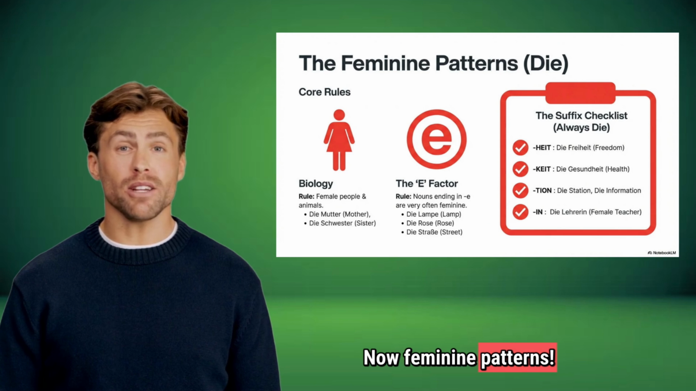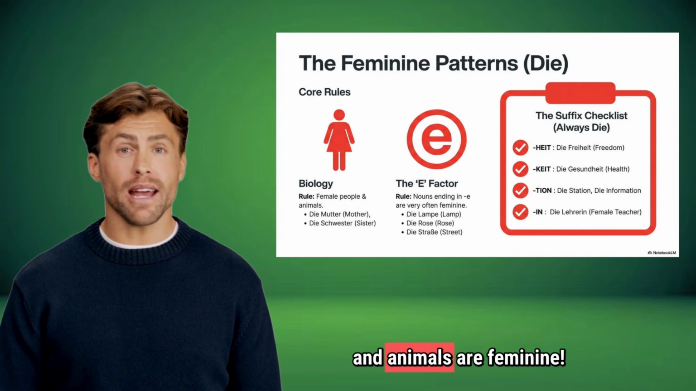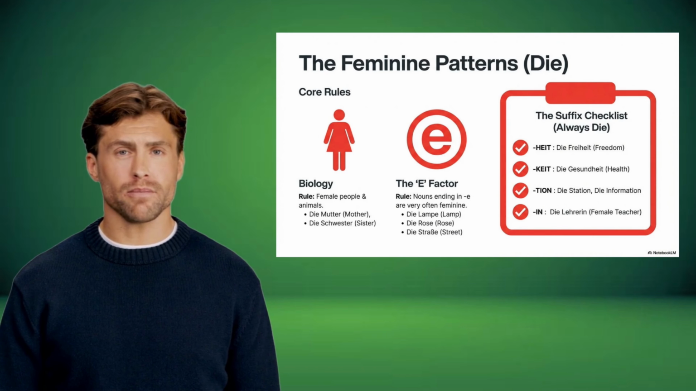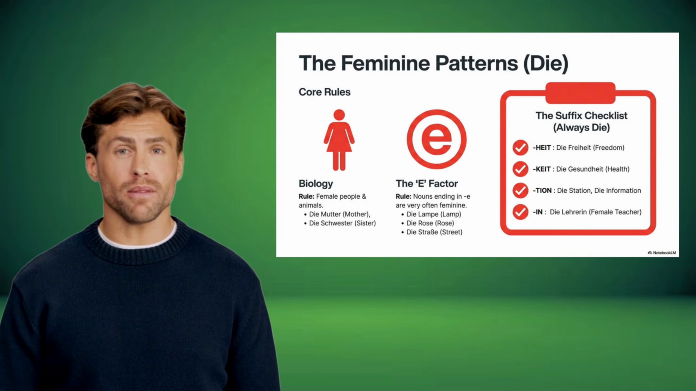Now, feminine patterns. Pattern 1. Female people and animals are feminine. The mother. Die Mutter. The sister. Die Schwester.